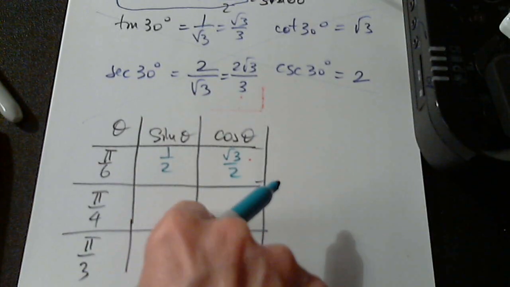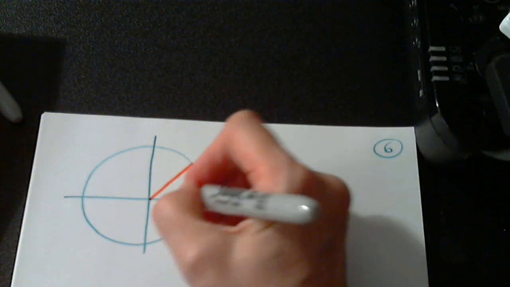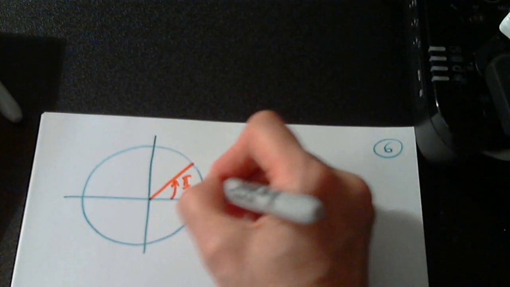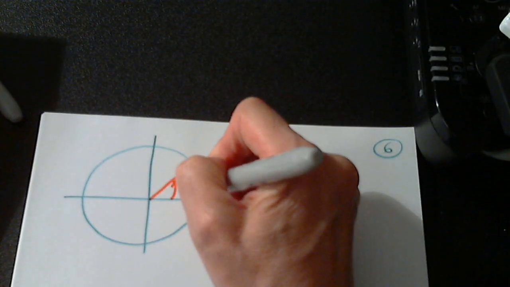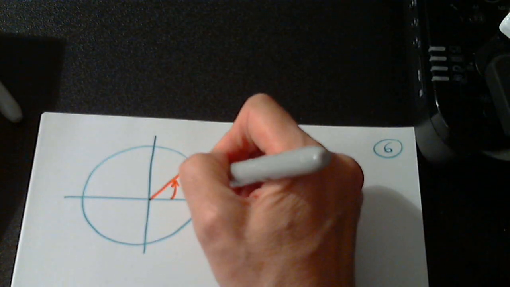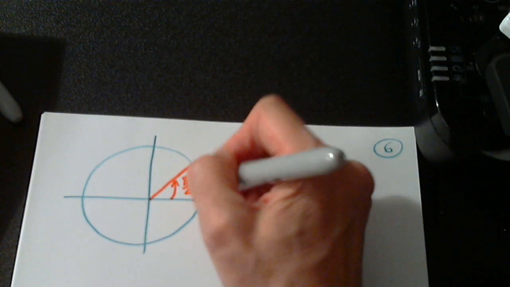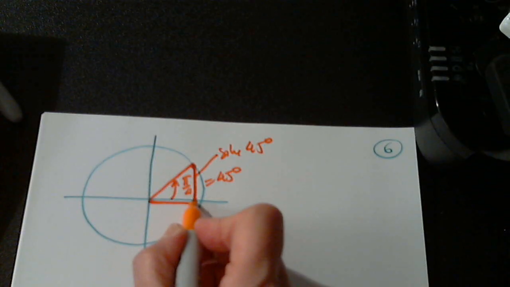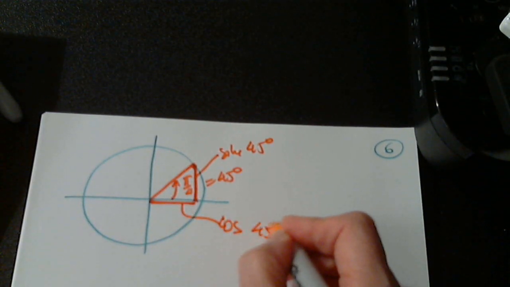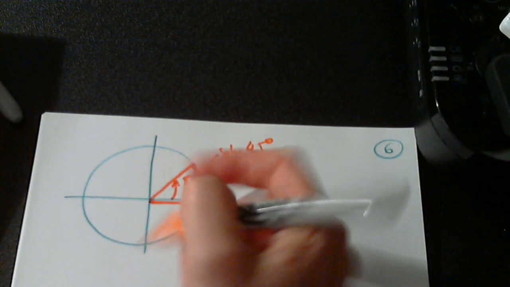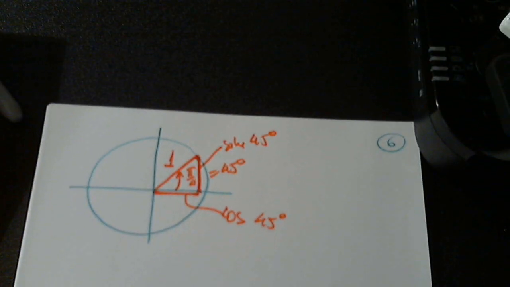And now let's discover pi over 4 and look at some problems. I'm on page 6. Back to the unit circle. Let's discover pi over 4. Pi over 4 is right in the middle. This is pi over 4, or 45 degrees. Of course, this is the height, which will be its sine. This length from here till here will be sine 45 degrees, and this length here from here till this point will be cosine 45 degrees, because this is the adjacent, this is the opposite, and this is the hypotenuse.